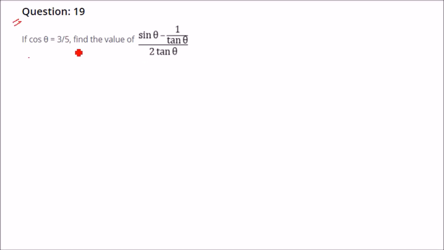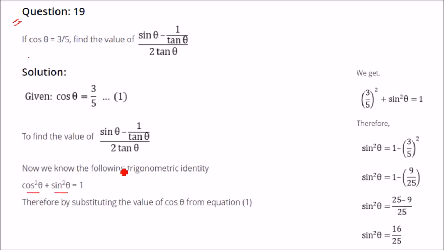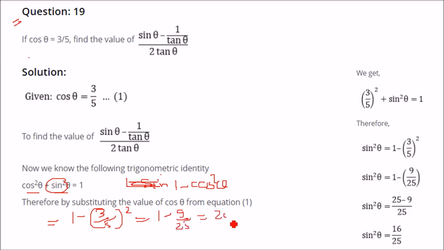Next, cos theta is given as 3 by 5, and we have to find this value. So we can use the formula cos square theta plus sin square theta equal to 1. Sin theta we have to find, so sin square theta will be 1 minus cos square theta, which is 1 minus 3 by 5 whole square. That is 1 minus 9 by 25, which is 25 minus 9 by 25, that is 16 by 25. Because this is a square, we have to take the root. So 4 by 5. This is sin theta. Sin theta is 4 by 5.